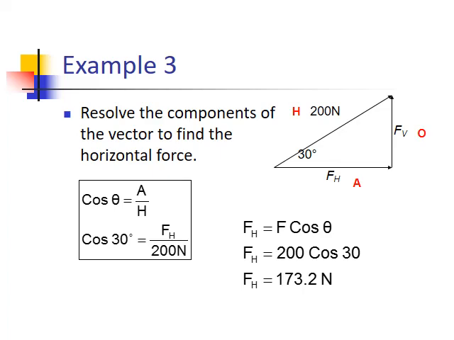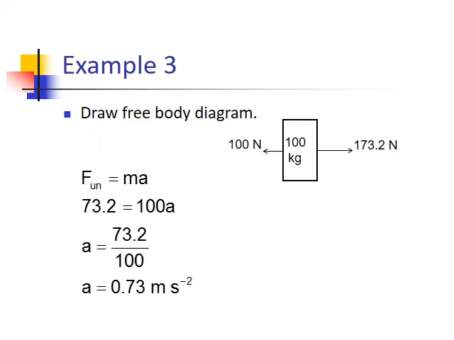But the one we're interested in is the horizontal one. So we're only going to use F cos theta. We're not going to bother with the vertical force. So we work out the force, F cos theta, and we use that with the mass and our free body diagram to work out the acceleration. So we've got friction on the other side, so we can work out the unbalanced force and then the acceleration.